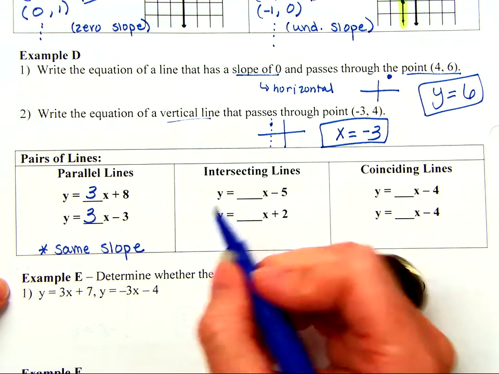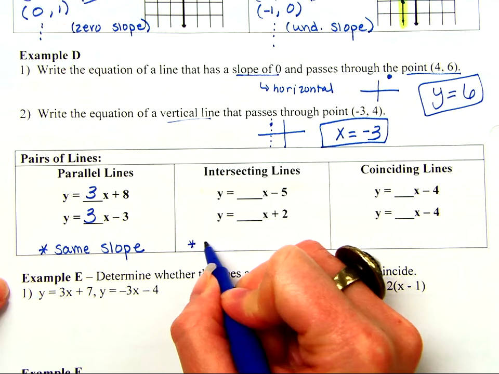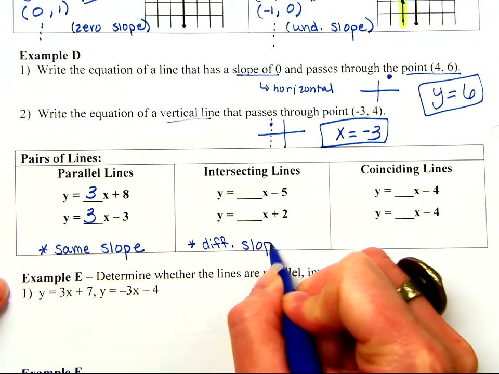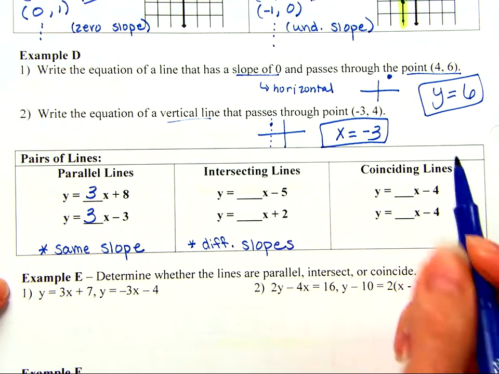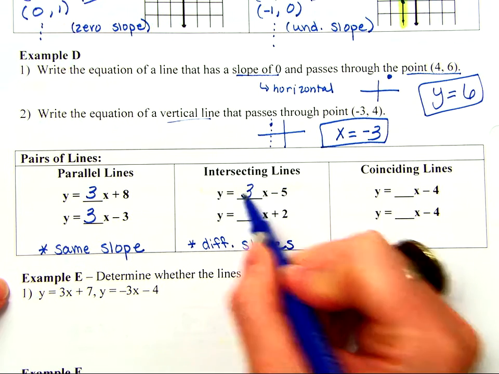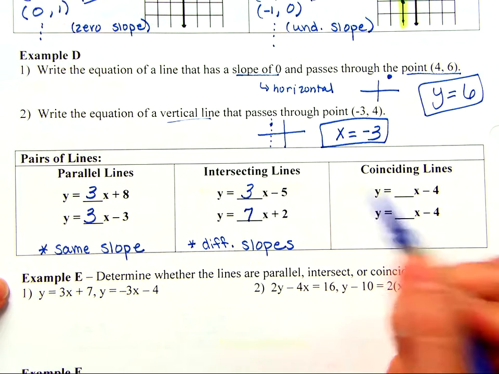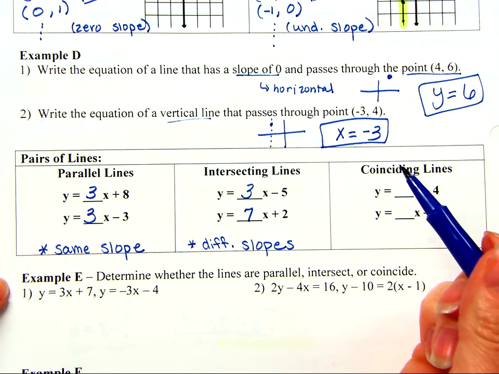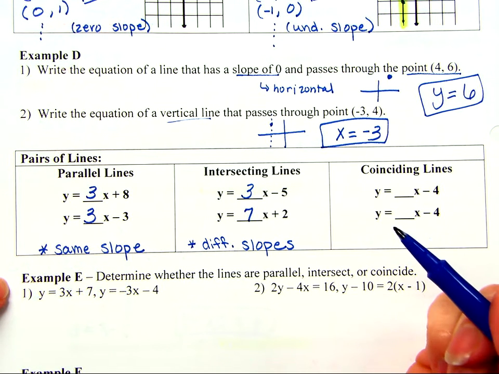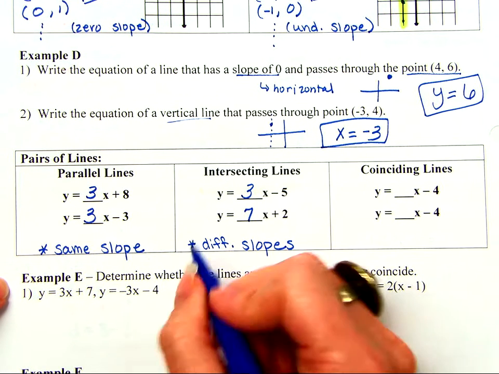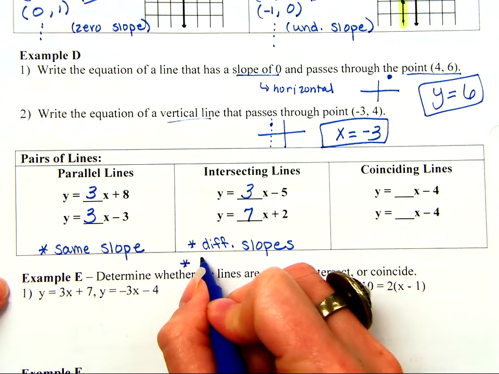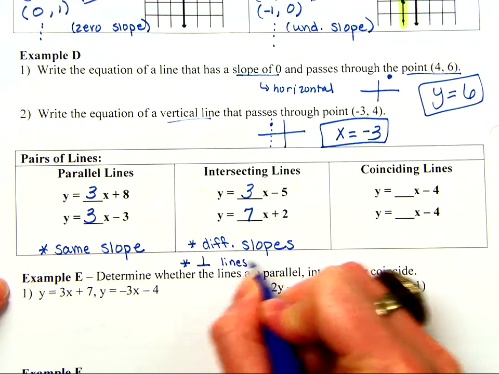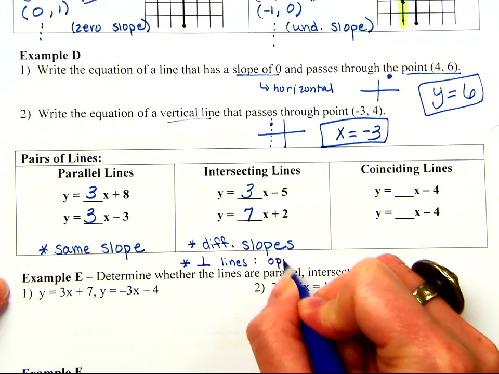Intersecting lines are going to have different slopes. If I gave you the example of y equals 3x minus 5 and y equals 7x plus 2, these lines are clearly not parallel, and if they're not parallel, they're going to intersect. Now we did say in our previous lesson that if they were perpendicular lines, then the slopes were opposite reciprocals.